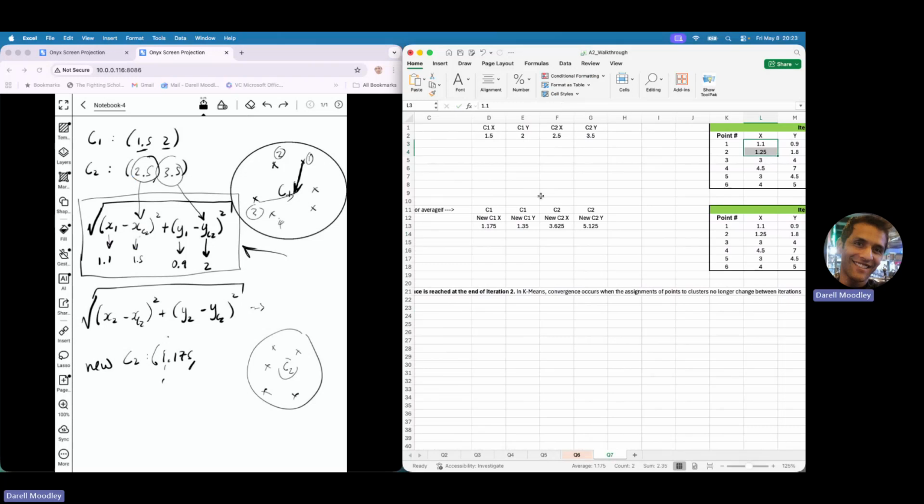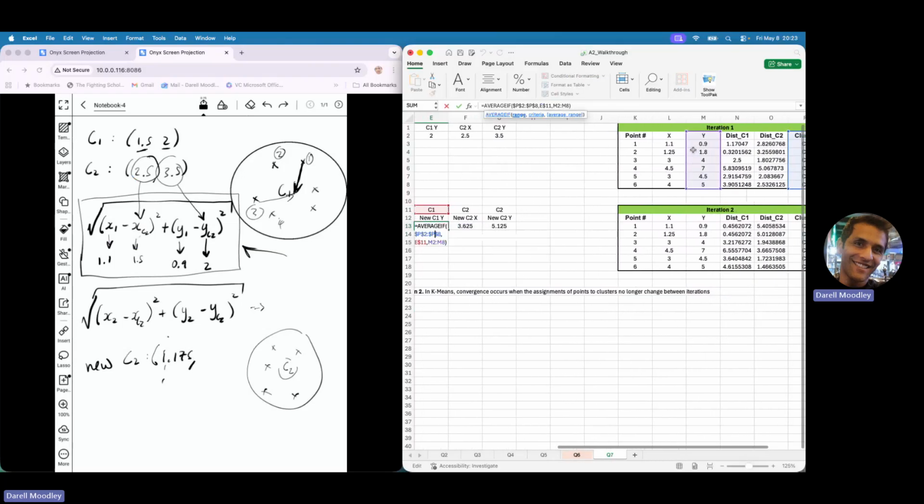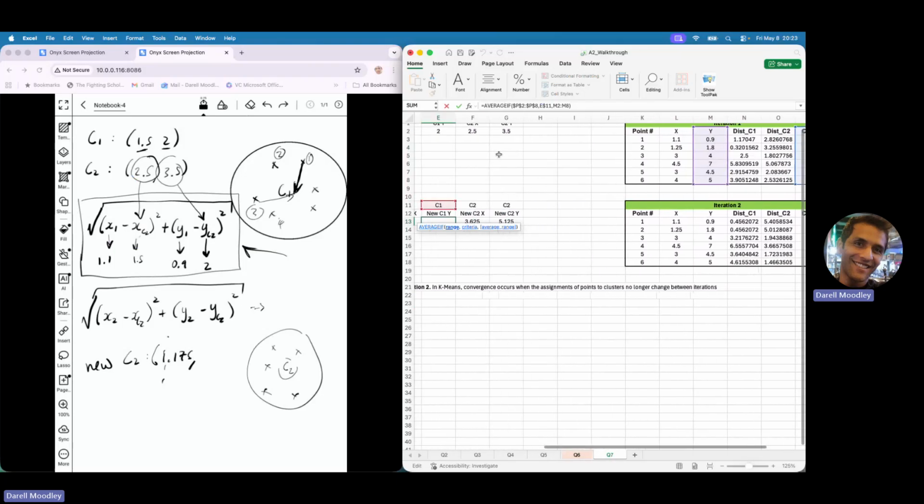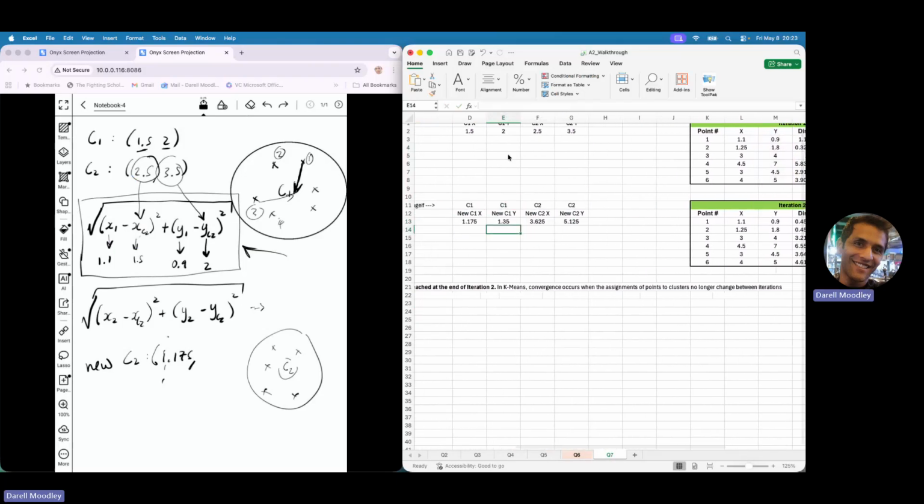And the same applies for the y coordinate. C1 will also have a y coordinate. And here it's the same thing. I'm just doing my average if, but I'm averaging the y values now, okay? So if it's C1, then take the y into account and I'm averaging. Otherwise, don't take into account. Okay? All right, so those are my new coordinates for C1, sorry. This is my new C1, 1.175, 1.135.